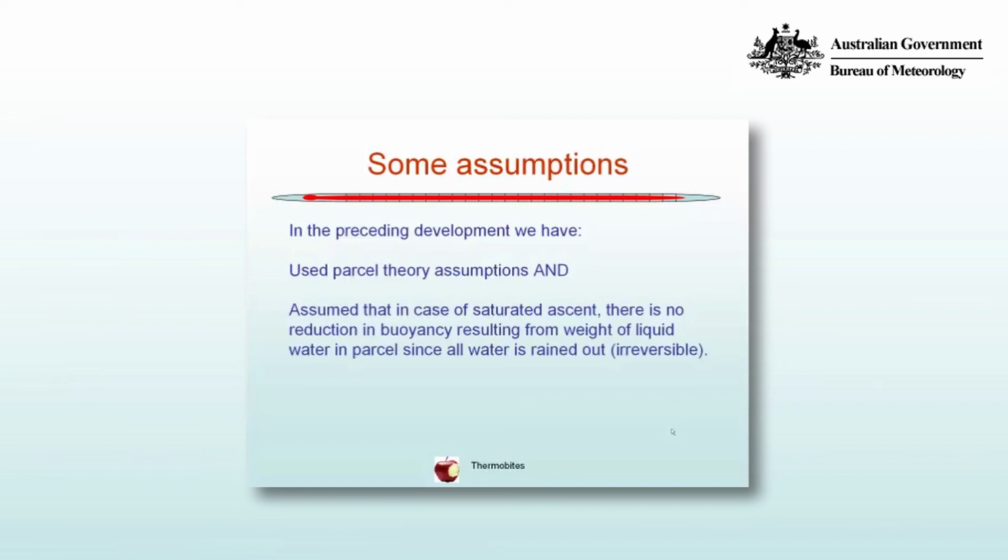So what have we done? In the preceding development, we've used parcel theory assumptions, and we've assumed that in case of saturated ascent, there's no reduction in the buoyancy resulting from the weight of the liquid water in the parcel, since all the water is rained out. So it's an irreversible process.